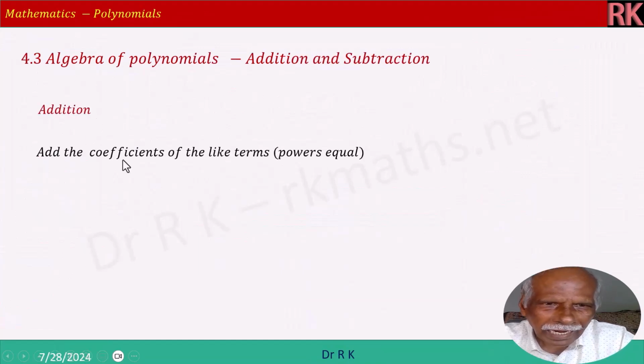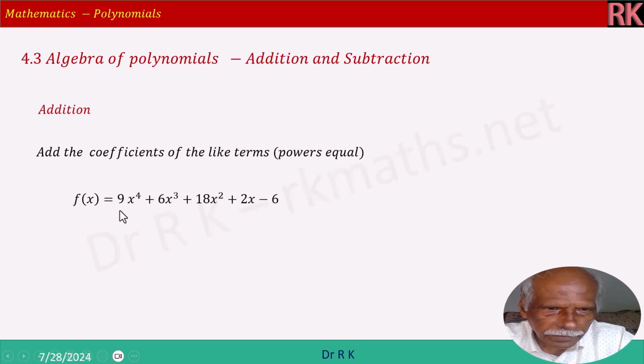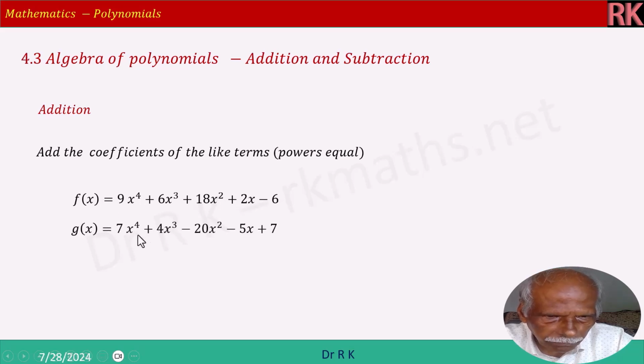Addition. Add the coefficients of the like terms, that is, the power should be equal. F of x is equal to 9x power 4 plus 6x cube plus 18x squared plus 2x minus 6. Another function g of x is 7x power 4 plus 4x cube minus 20x squared minus 5x plus 7. So what are the like terms?